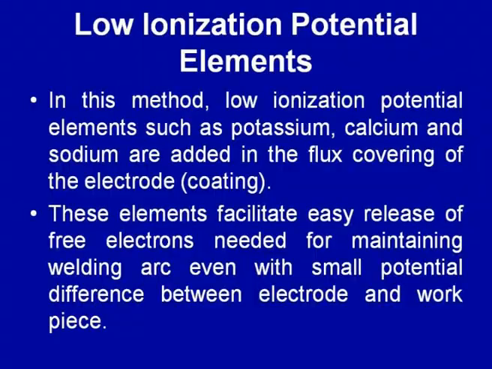If we see the first method, the low ionization potential element method, in this method low ionization potential materials like calcium and potassium are added to the flux or to the coating of the electrode, and these materials easily release electrons in the arc gap, which helps to maintain the flow of current even when the current is changing rapidly as a function of time in terms of magnitude and direction.